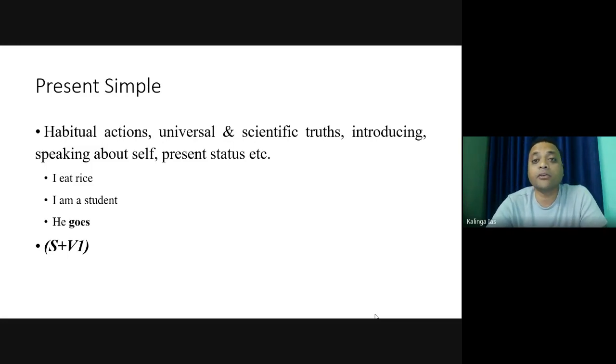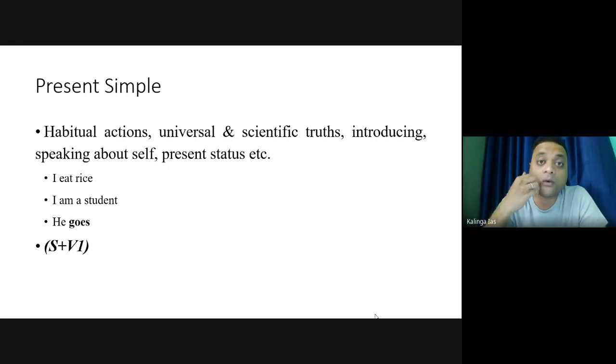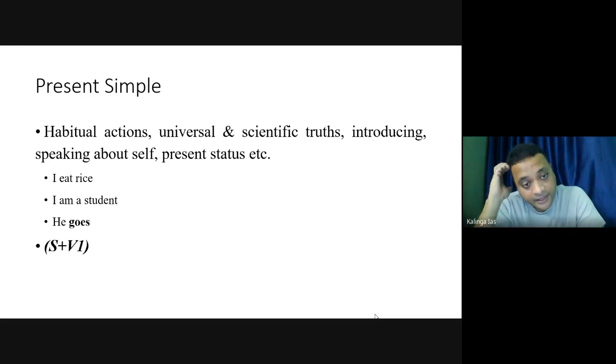Introducing and speaking about self means when we talk about our status, what we are. I am a teacher, I am a student, I work at this university, I am a professor. All these things that we say in our introduction, we use present simple. Some examples are given: I eat rice, I am a student, he goes.